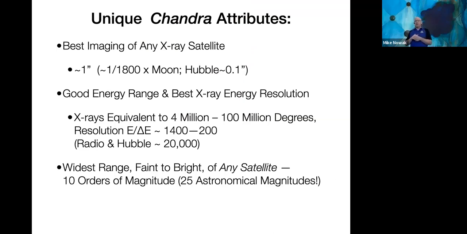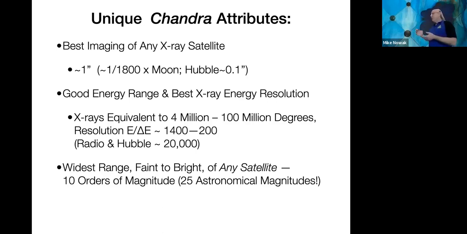So as far as its abilities, it has the best imaging of any X-ray satellite ever flown. It can do 1 arc second on the sky, which is about 1/2000th the size of the moon. So if you hold out your arm and hold out your thumb in front of your arm and close one eye, that's about the size of the moon typically. Your thumb will pretty much cover the moon. So divide your thumb across by a factor of 2,000, and that's what we can do with Chandra.